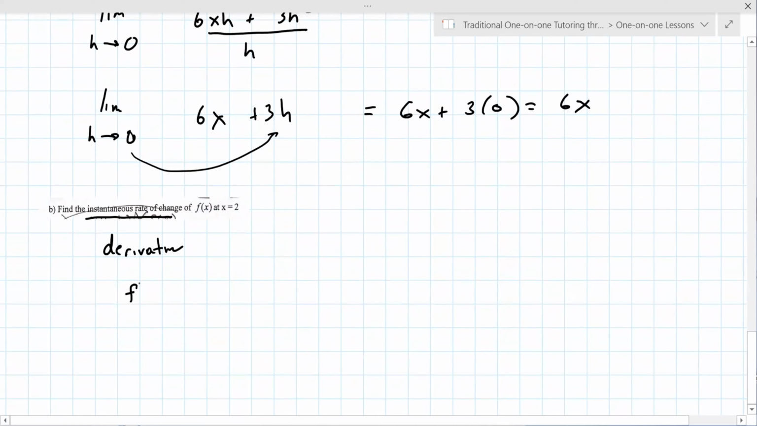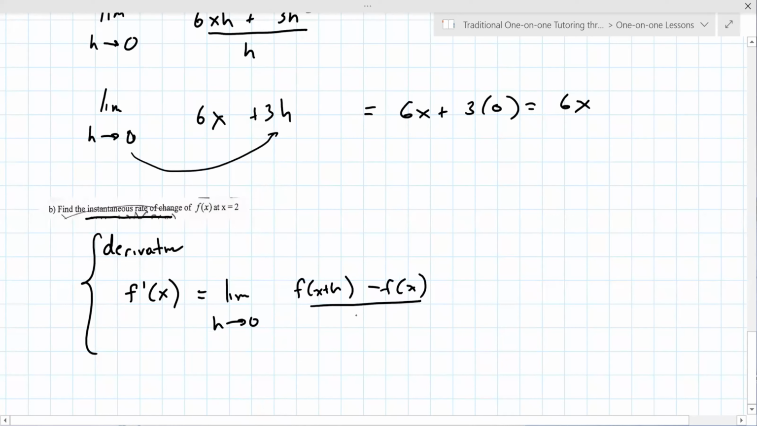It means f prime of x. These all mean the same thing. And this f prime of x is the limit as h goes to 0 of f of x plus h minus f of x, all over h. So when you see the instantaneous rate of change, you have to know that you're going to be doing this f of x plus h minus f of x stuff.